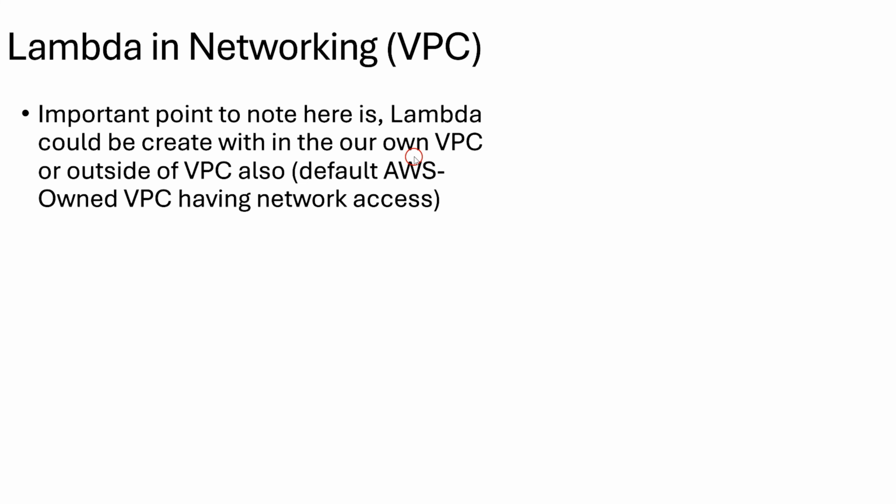AWS itself has its own default VPC, and that VPC has internet access. But whenever you create your own VPC, that VPC doesn't have internet access. So that is the difference. The Lambda created in the AWS network will have access to the internet. But the Lambda created in our own VPC, even though a VPC is also part of the AWS network, we strictly mention that it is a virtual private connection, so the Lambda created inside our own VPC won't be able to access the internet.